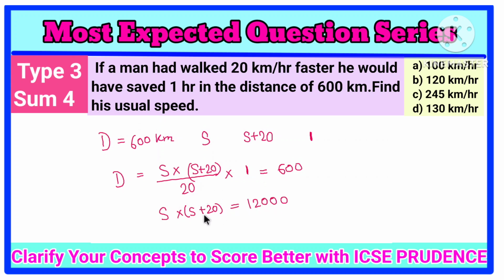Now don't start calculating it, because using the options you can find out the answer, and if you start calculating then you will get this in a quadratic equation. It will be time consuming. So let us take the first option, that is 100. If we take this 100, then this will be 100 plus 20, that is 120. 100 into 120, if you multiply, you are getting 12,000. That means our assumption is correct. The original speed is 100 km per hour.